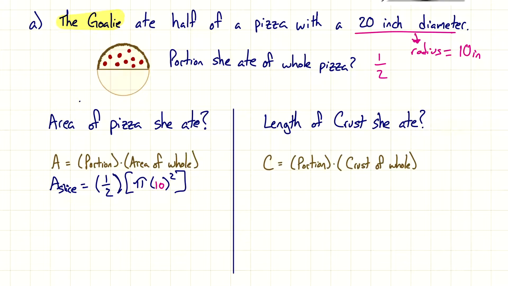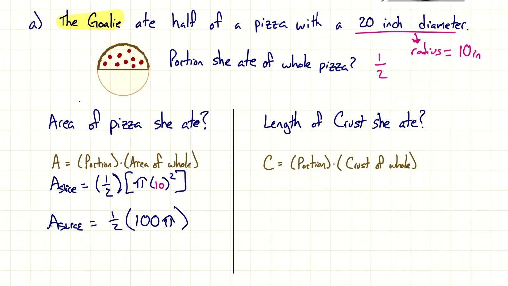And so area of the slice. I'll leave the 1/2, and I'll start with the area of the whole pizza. So 10 squared is going to be 100 pi. Don't forget the pi.